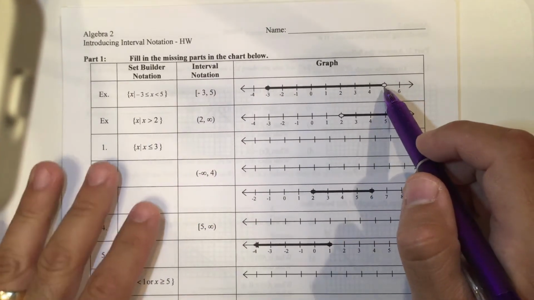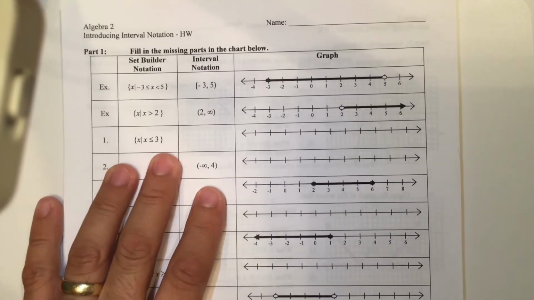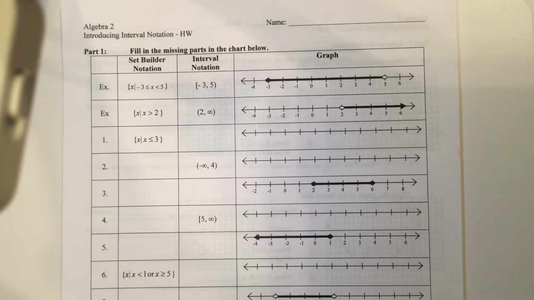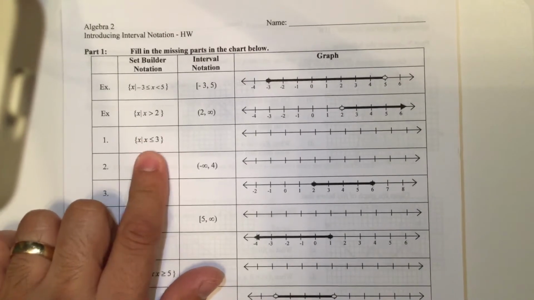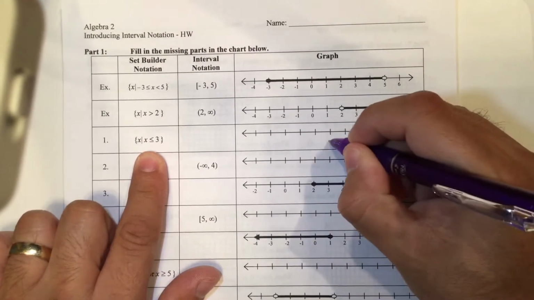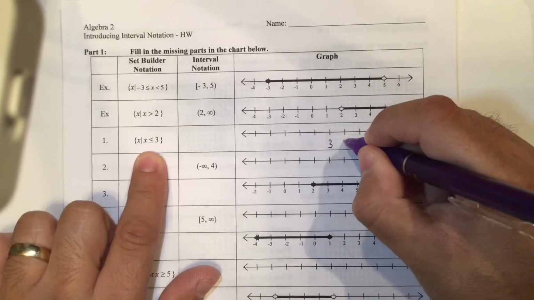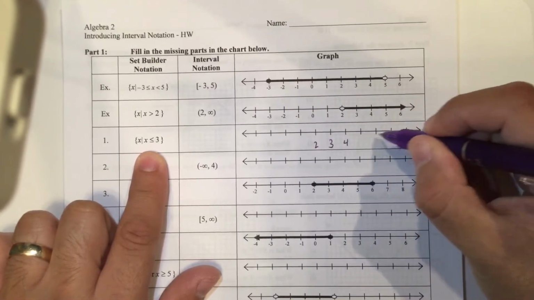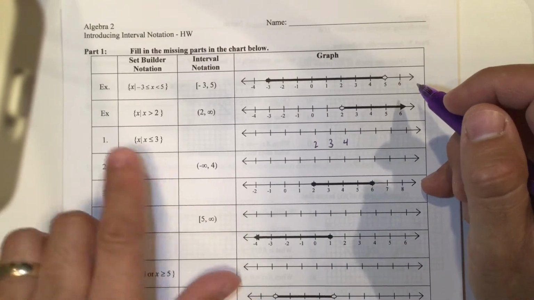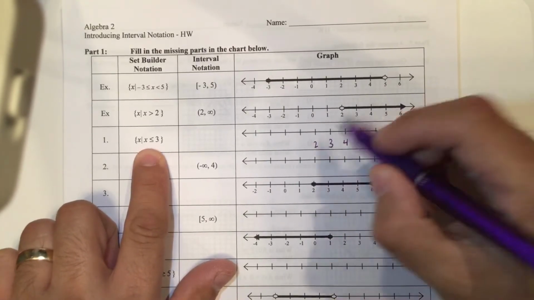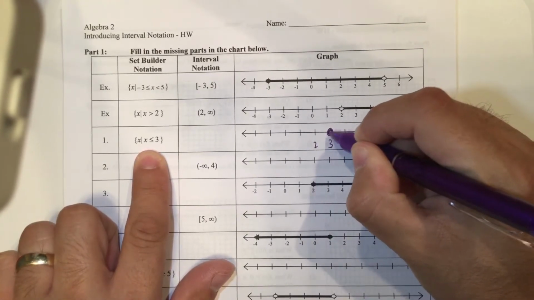All right, and you can take a look at the second example, but I'm gonna go straight to the homework now. So for number 1, it says x is an element of all real numbers such that x is less than or equal to 3. So what I'm gonna do right here is I'm gonna put a number 3 here. I'm not gonna fill out the rest of the number line. If you need to, 4 and 2, so you know this goes 5, 6, 7 to infinity, 2, 1, 0 to negative infinity. All right, so equal bar, so filled in circle.